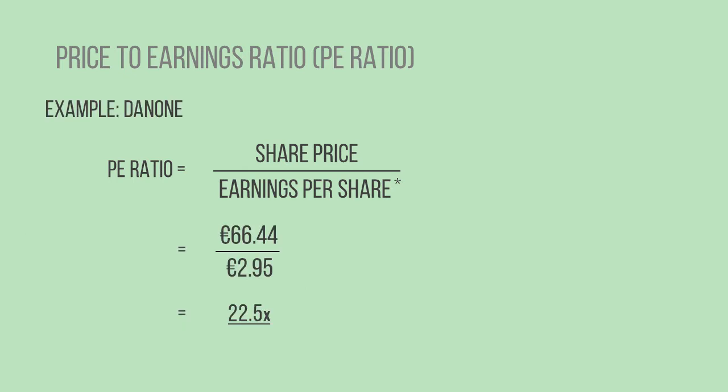Let's see an example here, using Danone, the big French food company. So their PE ratio is calculated as the share price, which was around 66 euros 44 cents, divided by the earnings per share in the company, and that's most recently for the last 12 months, €2.95. So if you do that, you get 22.5 times. So as you can see, if you buy a share, you're buying it for 66 euros 44, and the actual earnings at the moment, potential per share, is 2.95. So you're paying 22.5 times what the business is earning in 1 year for the shares.